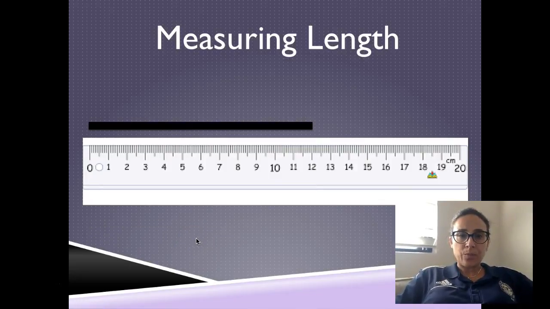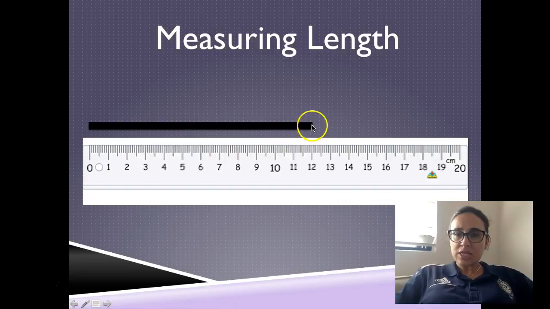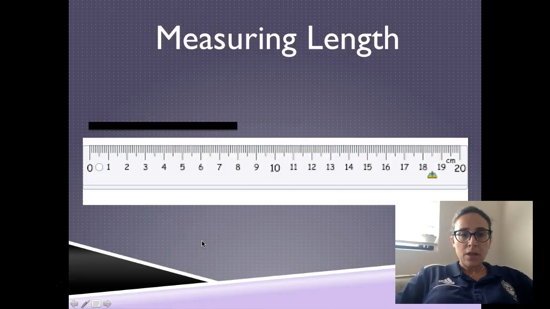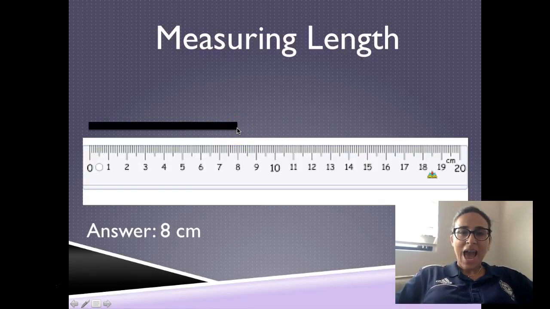The next example. Again, start the line at 0 and then you have to go all the way to where the line ends, and you can see that this line ends here at 12 centimetres. So your answer is 12 centimetres, again not forgetting to put our unit. Our next question, once again, starts at 0 and goes all the way to the 8. So this line must be 8 centimetres.